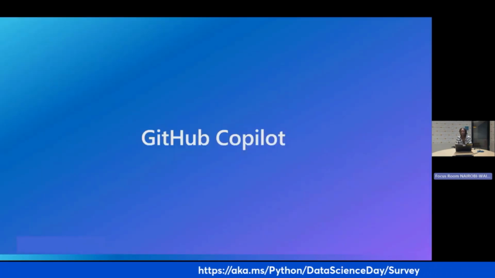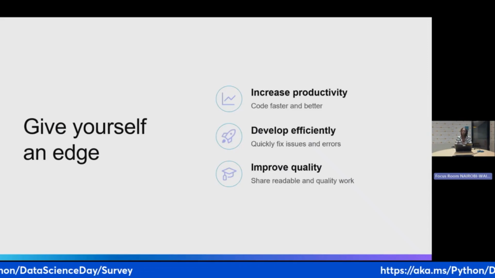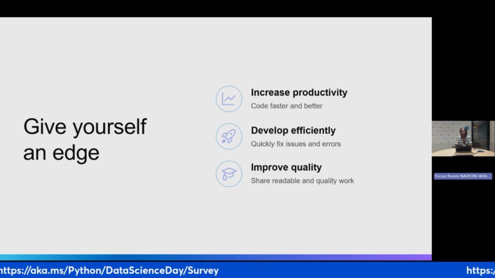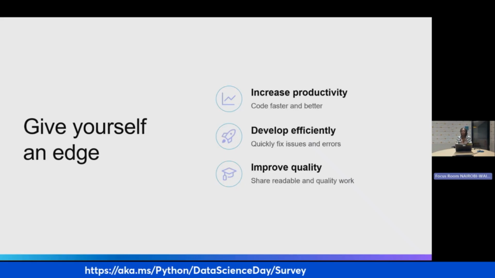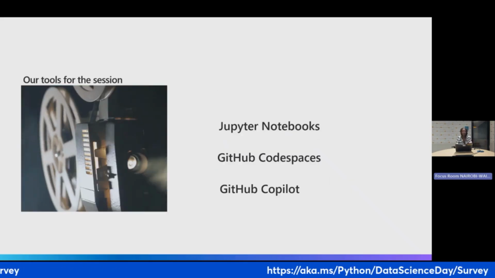GitHub Copilot comes in handy and gives you an edge by ensuring your productivity is increased, making you code faster and better, quickly fix bugs, issues and errors you encounter, ensuring you're developing efficiently. It also ensures the quality of your work is top-notch, and you're able to deliver work that is well documented, full of best practices, and you're proud of the work that you output, right? In this session, we have three main tools of trade.